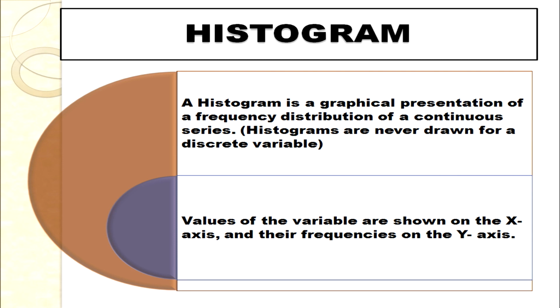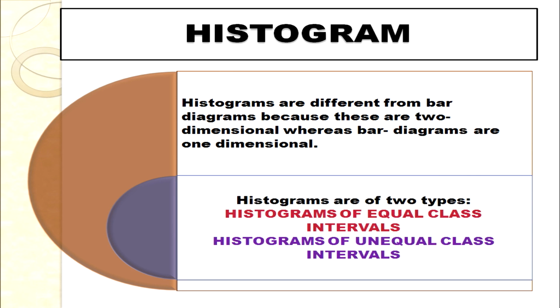Next thing, whenever we are drawing the histogram, values of the variable are shown on the x-axis and their frequencies are shown on the y-axis. Now, histograms are different from bar diagrams. Why are we discussing this right now? Because in the earlier chapters we have also learned how to draw bar diagrams. What is the difference between a histogram and a bar diagram? Histograms are two-dimensional, whereas bar diagrams are one-dimensional.